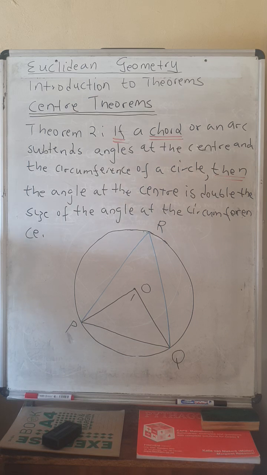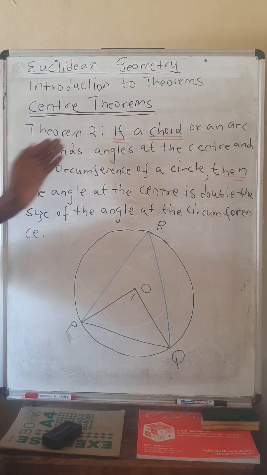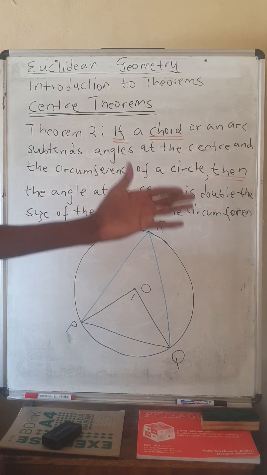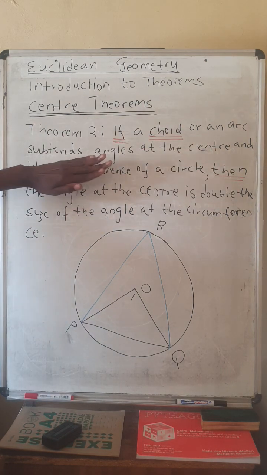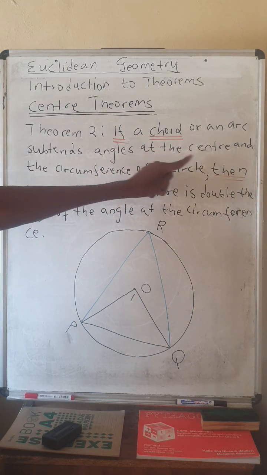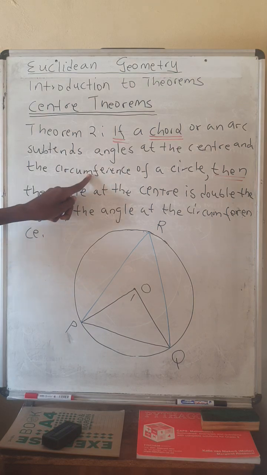There are two angles that are being subtended by the same chord, one being at the center and another one being at the circumference. That's what they're simply telling you about that condition. If a chord subtends angles at the center and the circumference of the circle, then, so before we go there, what is the condition? It's a chord that is subtending angles, one at the center and another one at the circumference.